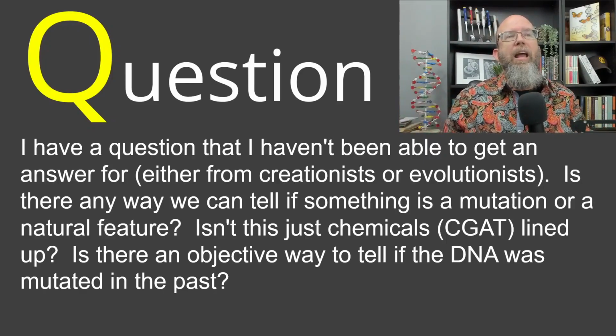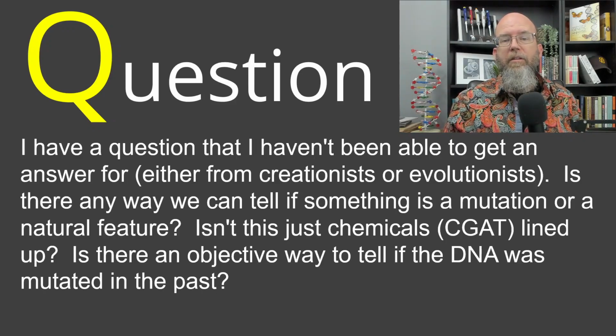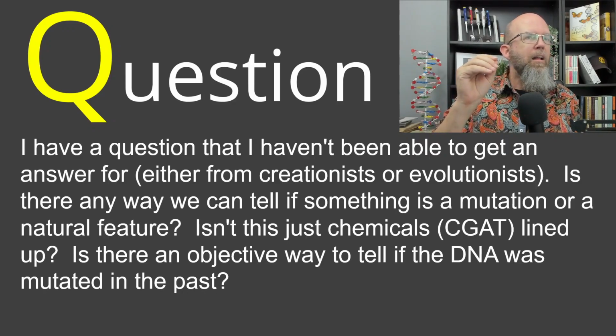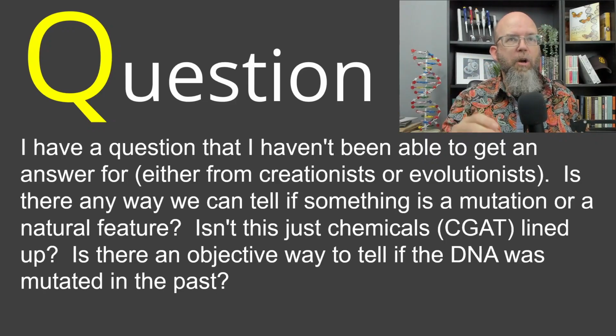I have a question that I haven't been able to get an answer to, either from creationists or evolutionists. Is there any way we can tell if something is a mutation or a natural feature? Isn't this just chemicals, C's, G's, A's, and T's, the nucleotides of DNA? Aren't these just chemicals that are lined up? Is there an objective way to tell if the DNA was mutated in the past? So it's really a question of how do we tell what a mutation is, or how can we look at DNA and determine which sites have been mutated and which ones haven't?